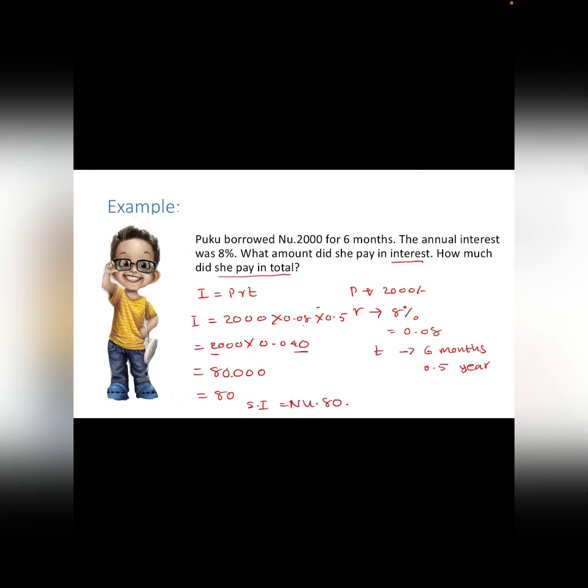So you found the simple interest. Now how much did she pay in total? In total we just have to add the principal, so 2000 plus 80, which is Newton 2080. So this is your answer.